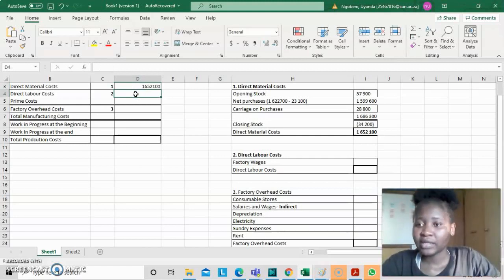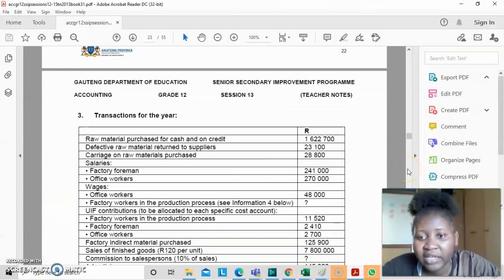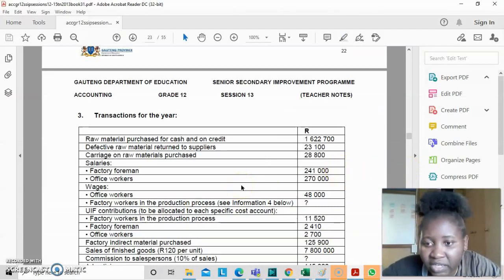Okay. And then now we can move on to our direct labor. So for direct labor here, we have different salaries. We have salaries, and then we have the factory foreman, right? And then they're telling us how much is for the factory foreman. And then we have what? We have office workers, right? And then we have what? We have factory workers in the production process. Okay. And oh, they've given us more information. They say see information 4 below.